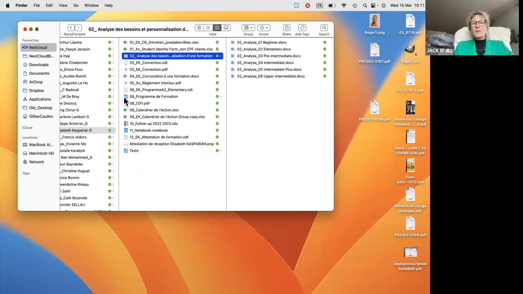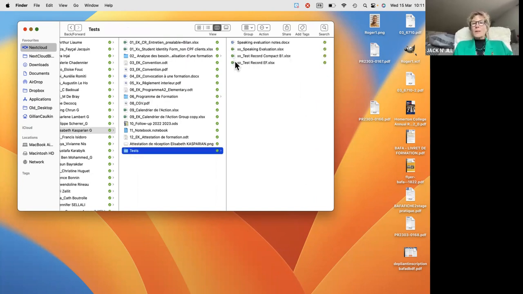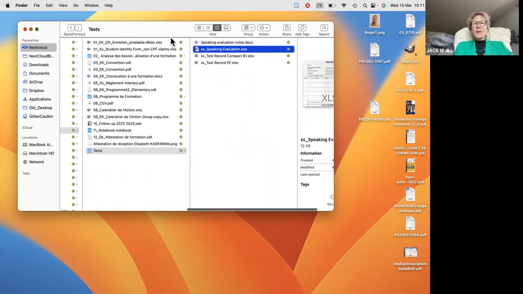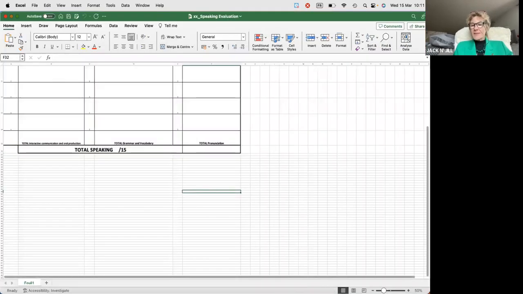The same for the programme de formation. We've got type model documents. And when we've decided which level they're working on, then this one will be taken in and the rest binned. Now, let's have a look. The speaking evaluation looks like this, and visibly Elizabeth didn't have hers for whatever reason.